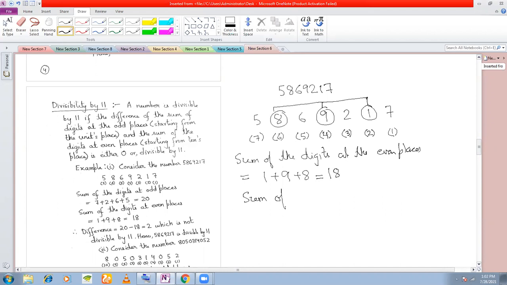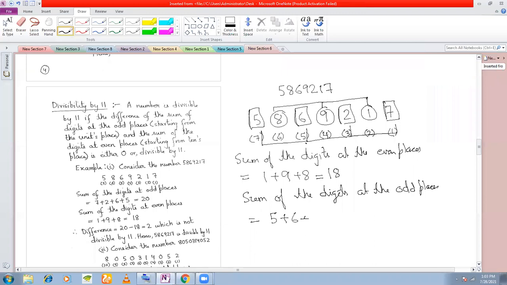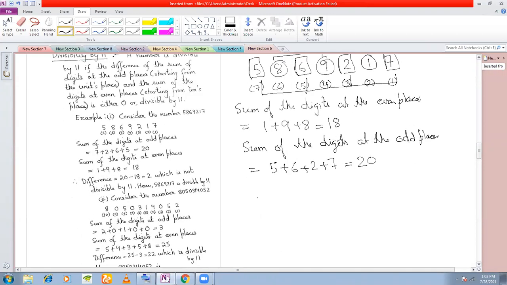Sum of the digits at the odd places. What are the odd places? This is an odd place. This is an odd place. This is an odd place, and this is an odd place. You take the sum of these. Okay. So you have 5 plus 6 plus 2 plus 7. So how much do you get? 20. Okay. So now what you do is you take the difference of these two.